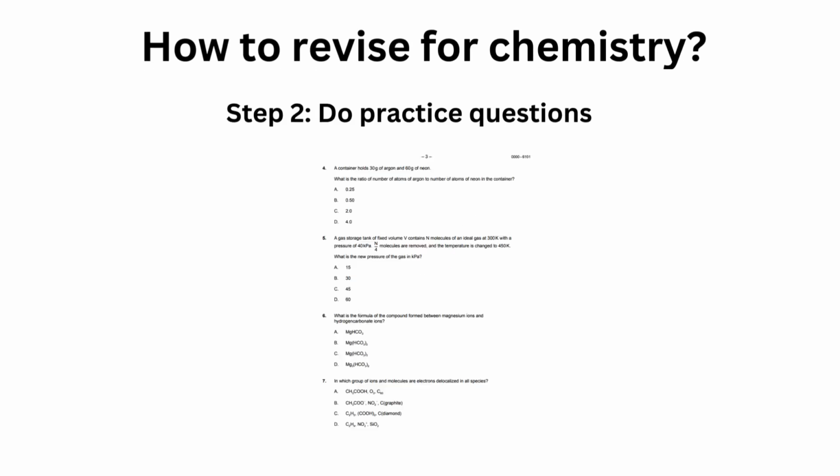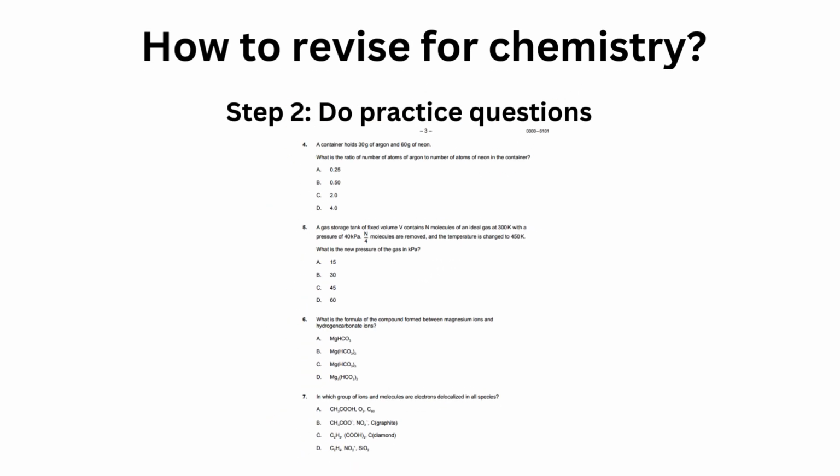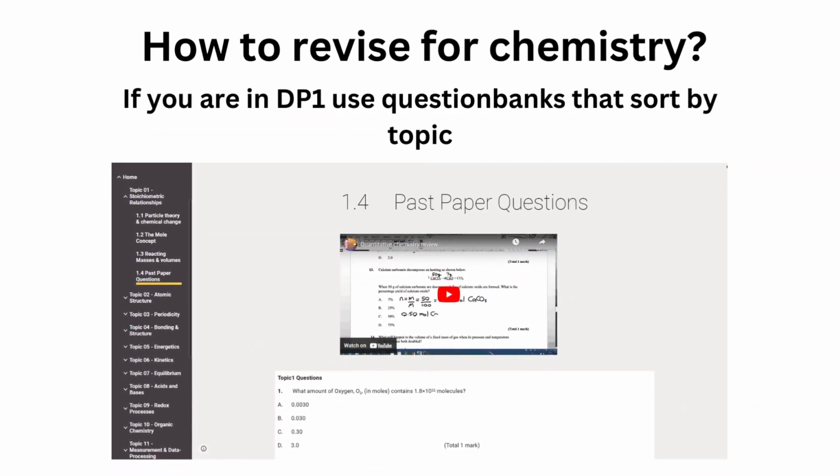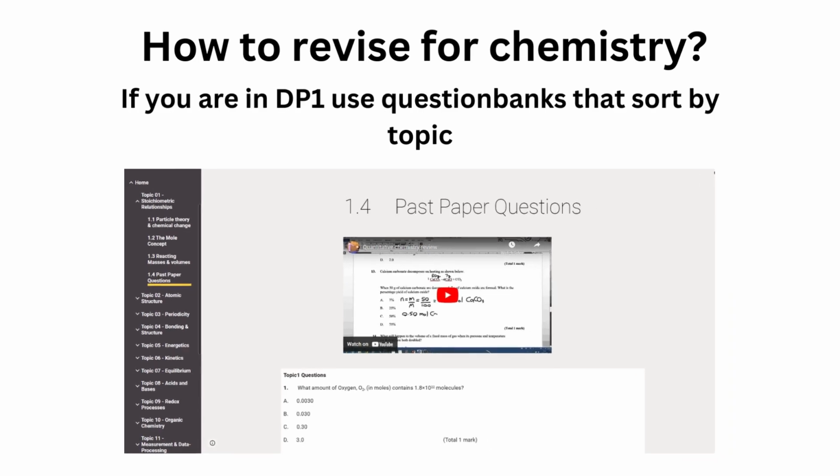The next part is necessary, and this is completing practice questions. Chemistry, similarly to physics, can only be truly grasped by doing practice problems, so it would be a great idea to use past paper questions in order to revise. If you're in DP1, we recommend only using question banks which sort past paper questions by topic, as past papers can encompass a variety of topics which you have not yet covered, and it's better to save those so that you can complete them in DP2 when you're revising for your final exams.